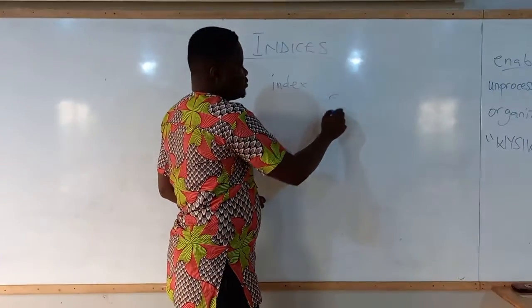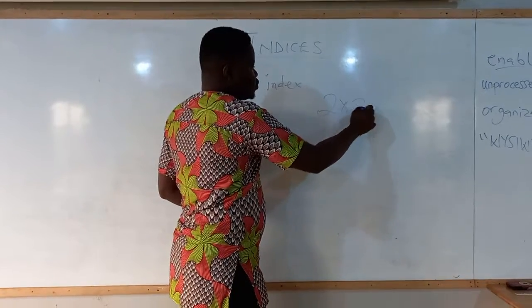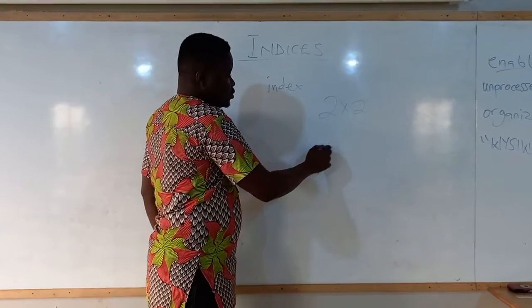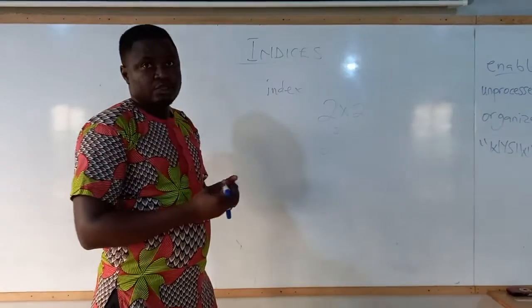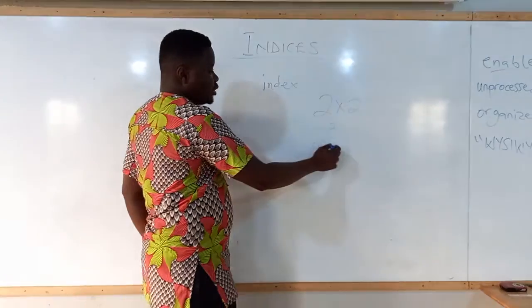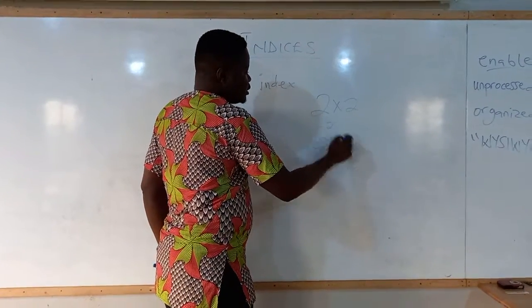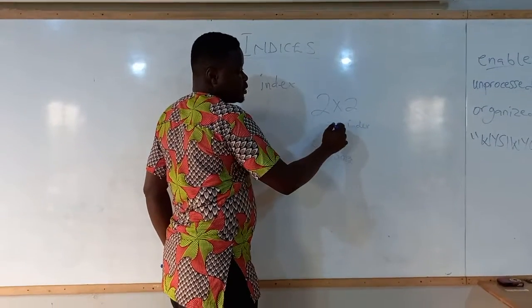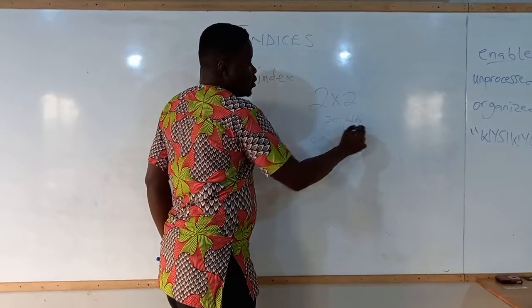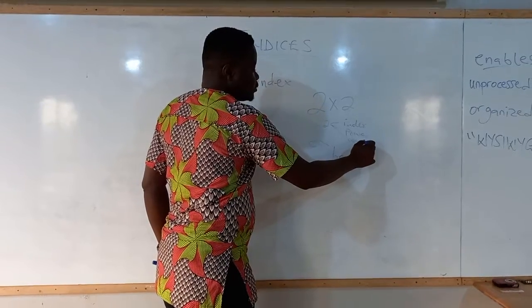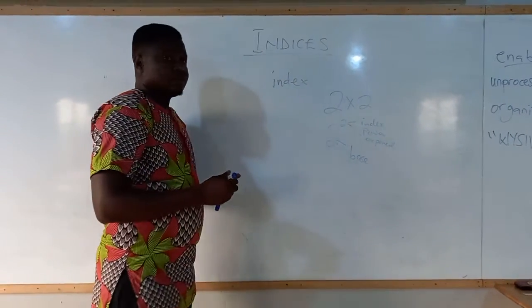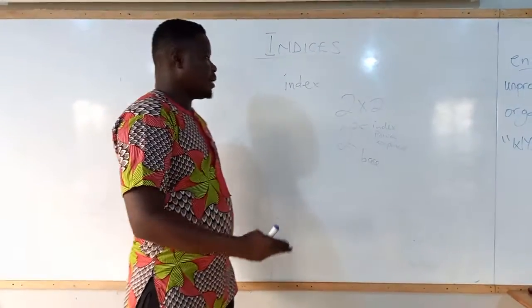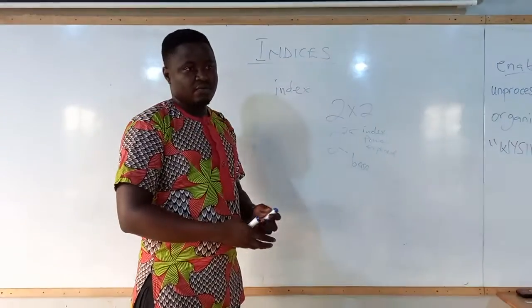So let's assume that you have 2 times 2. 2 times 2 can be written in index form as 2 index 2. We call this one the base, and this is the index, which can also be called the power or the exponent. So index simply refers to writing a number in a power form.